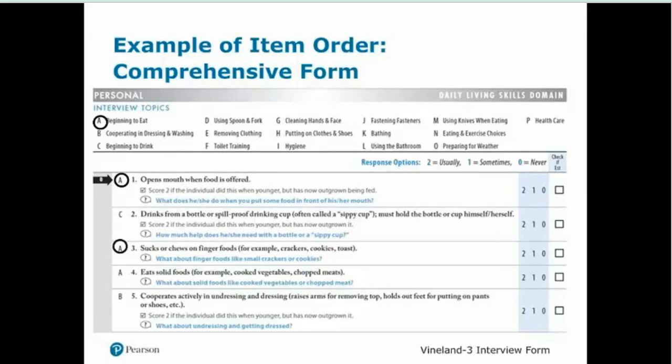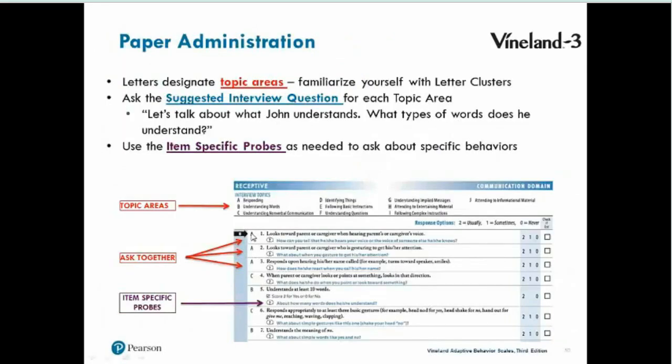What about finger foods like small crackers or cookies or biscuits, and solid foods like cooked vegetables or chopped meat? So here these probes in blue are there to help you start the conversation with the parent, and by having that conversation you then rate a 2, a 1, or a 0. So items that have a similar topic coding are always asked together.